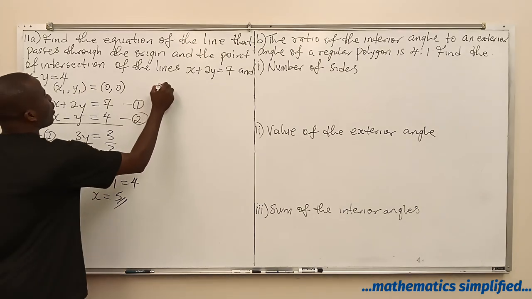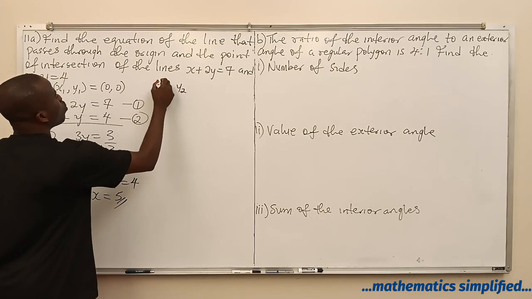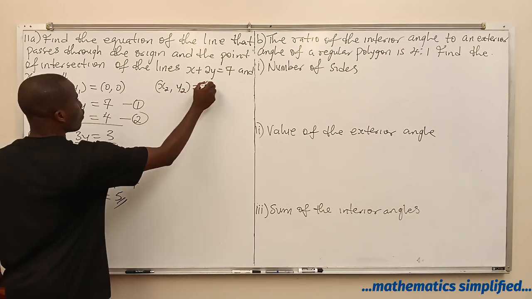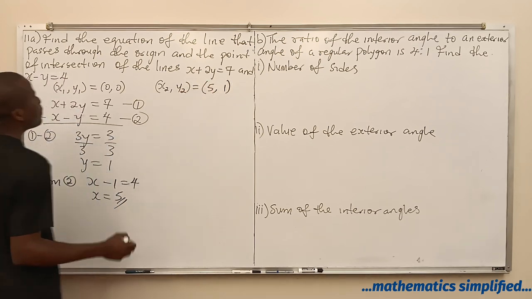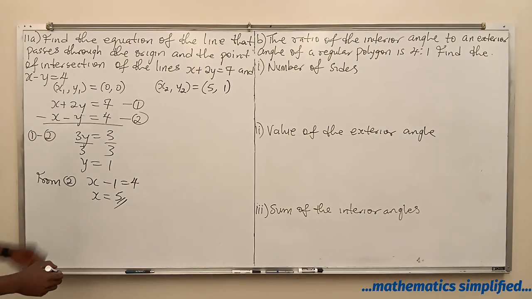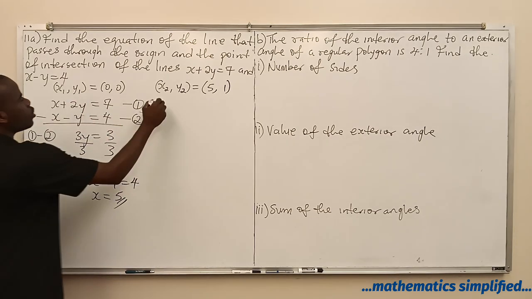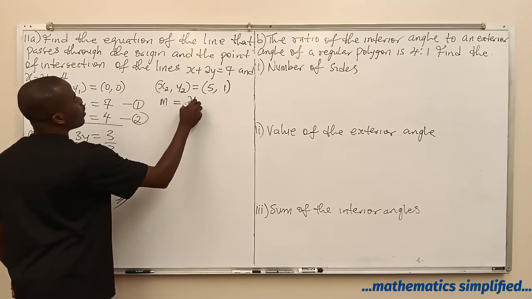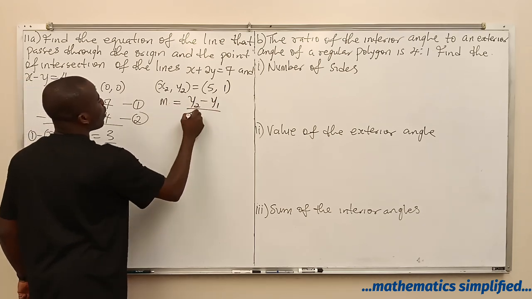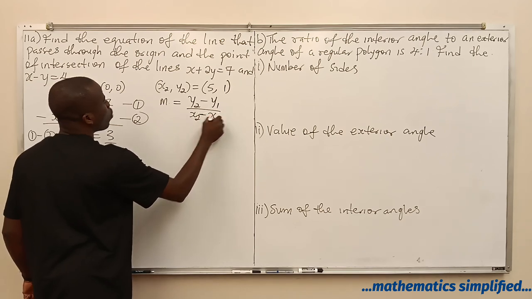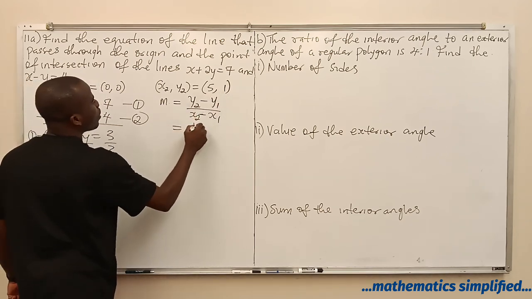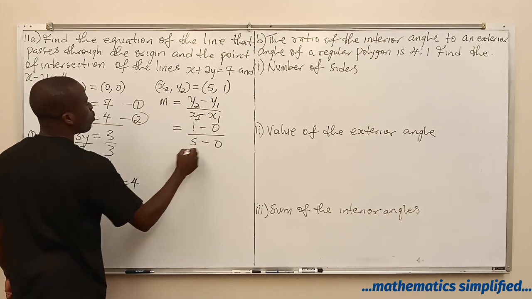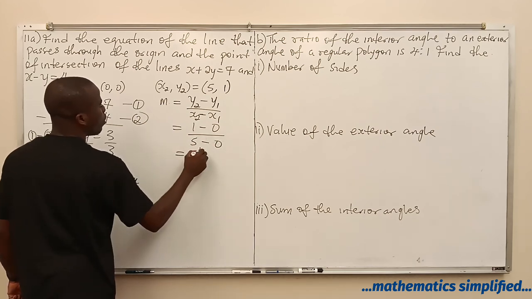Now, x2, y2 is 5, 1. The next thing we want to get is the slope. The slope, m, is y2 minus y1 over x2 minus x1. y2 is 1 minus 0. x2 is 5 minus 0. So this will give me 1 over 5.